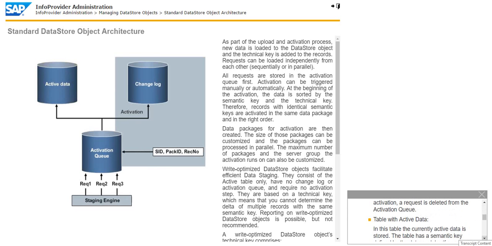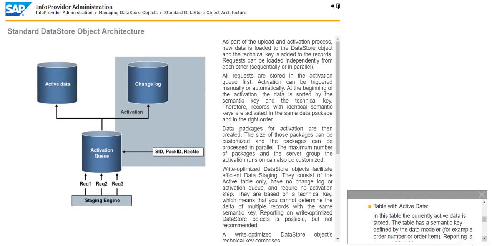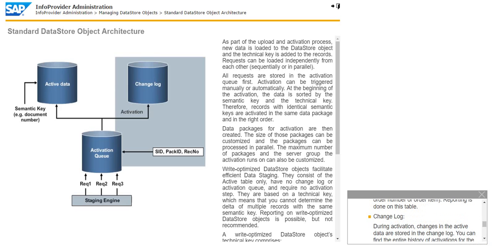Table with active data. In this table, the currently active data is stored. The table has a semantic key defined by the data modeler, for example, order number or order item. Reporting is done on this table.